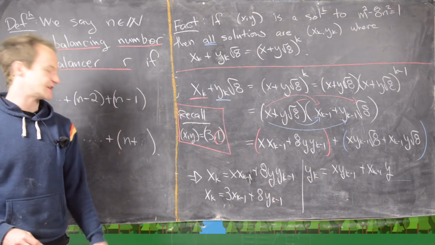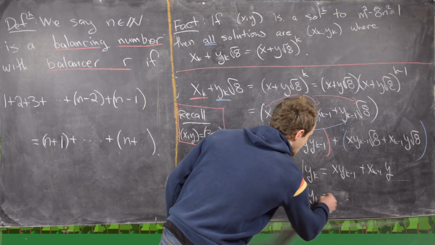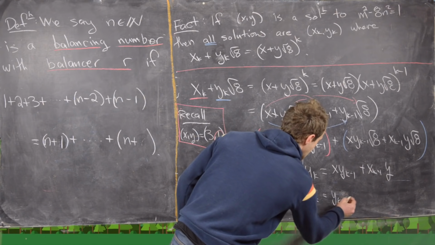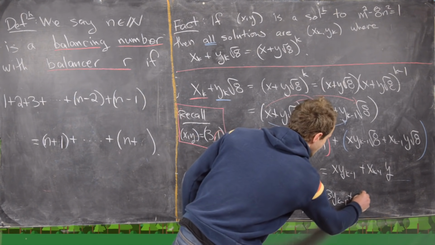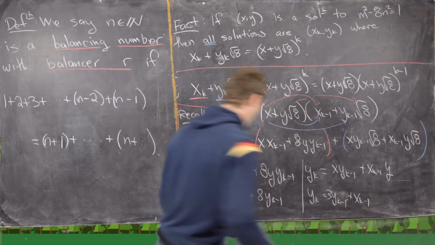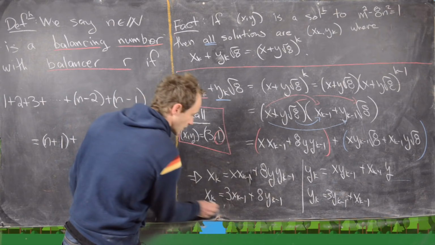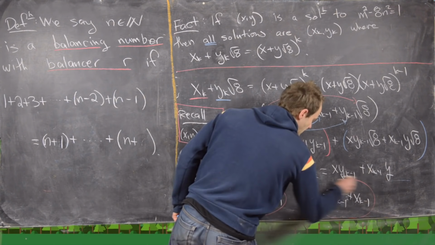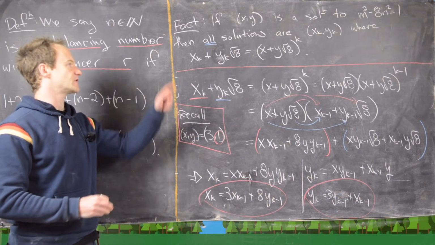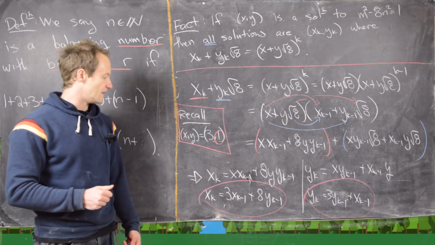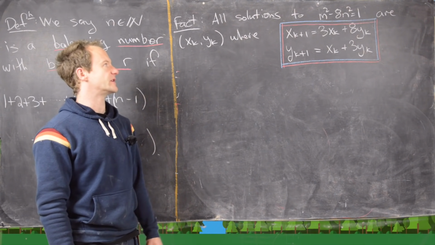So we have that nice recursion for x_k, and then we have a similar one, y_k equals y_{k-1} times 3 plus x_{k-1}. Okay, good. So these are our recursions that will define these solutions x_k and y_k. Okay, so I'll move that to the top, and then we'll keep going. Okay, so far we've built up to the following fact.